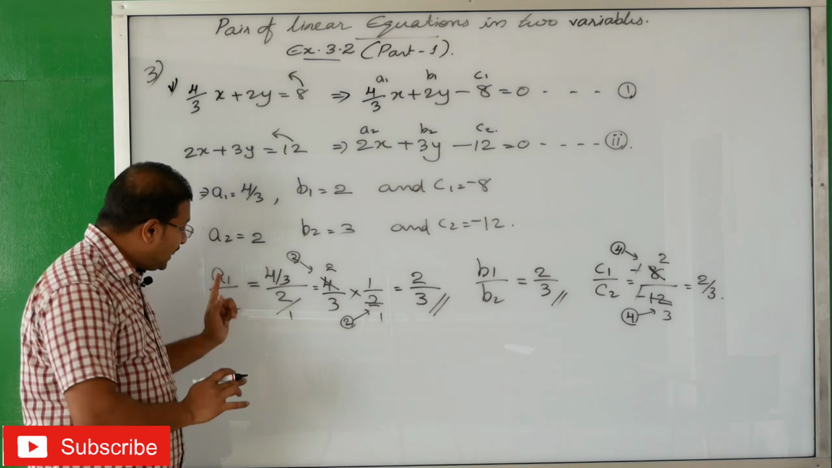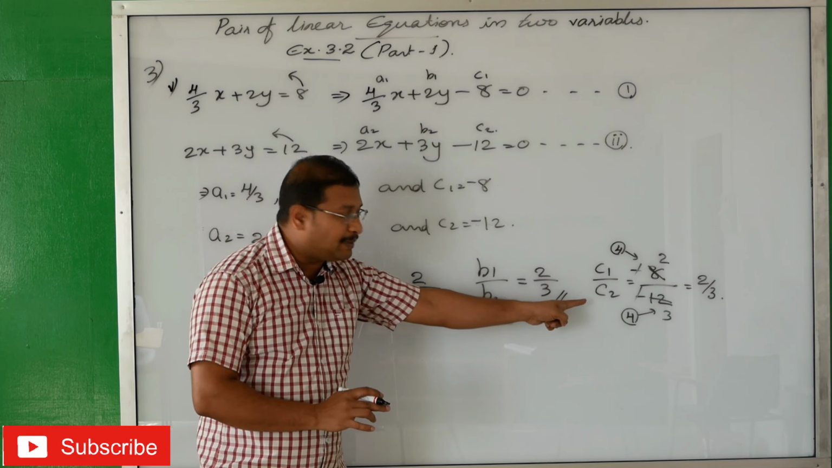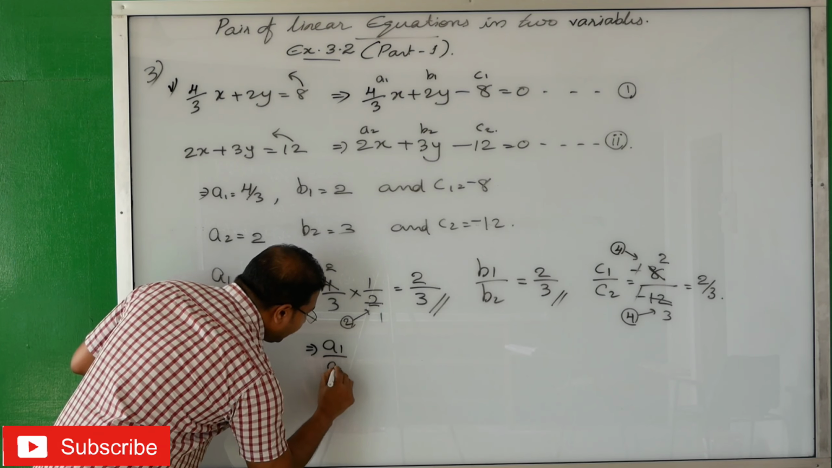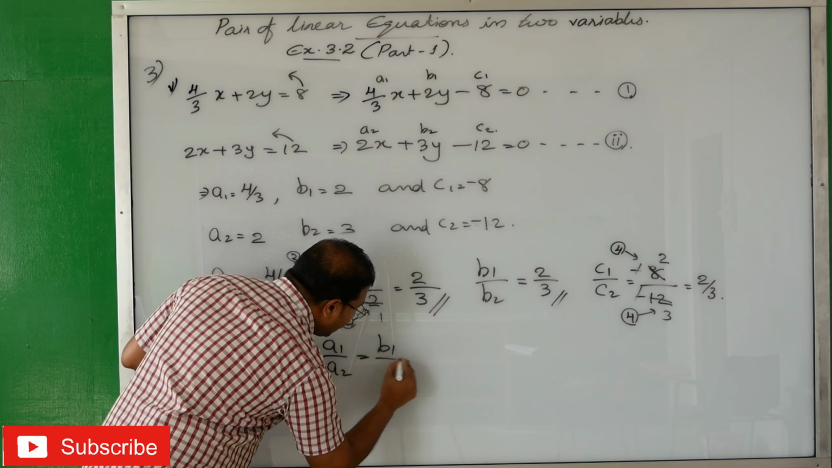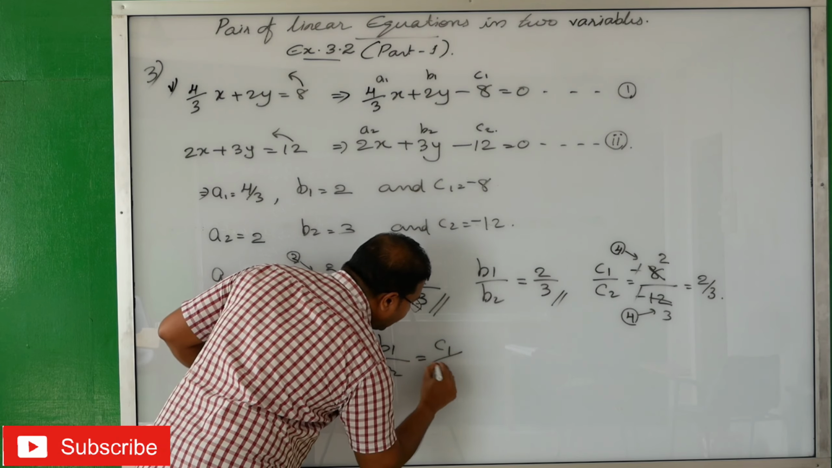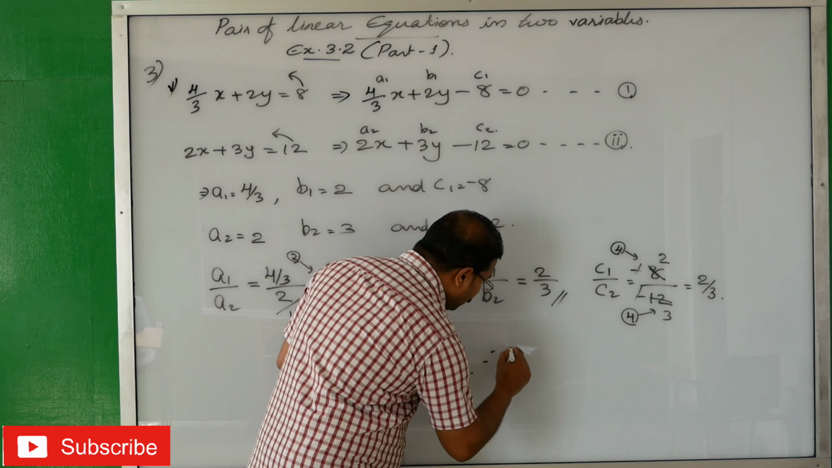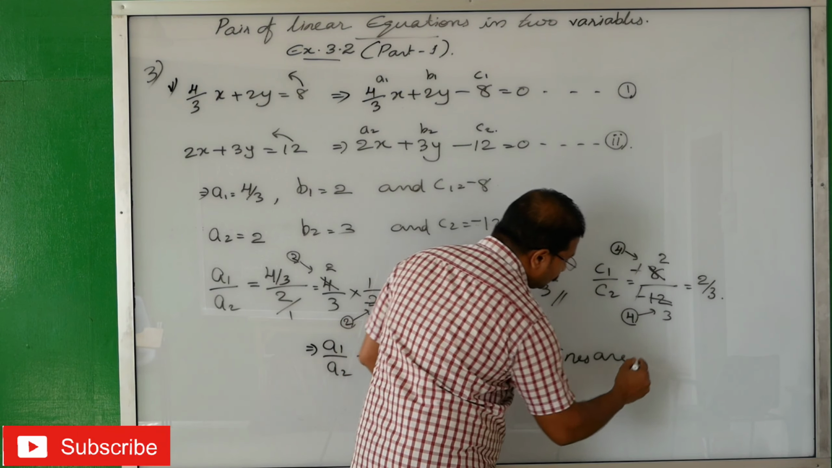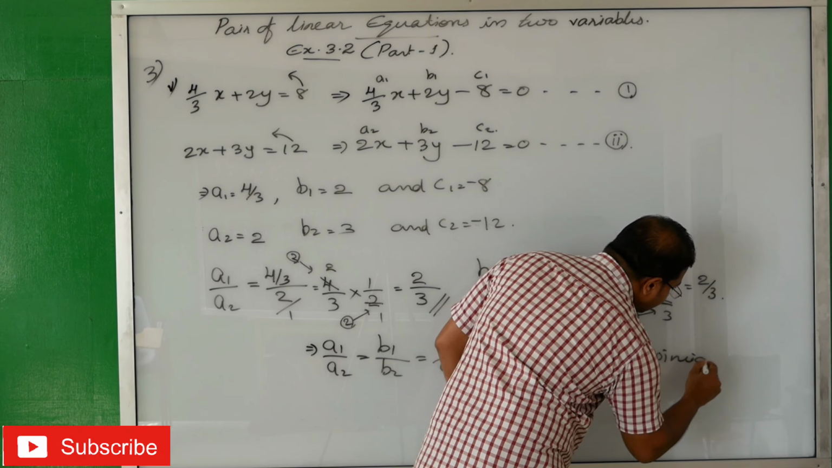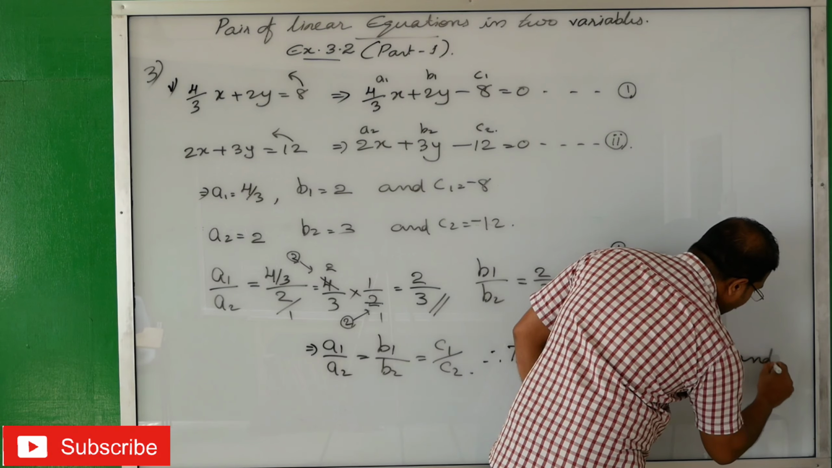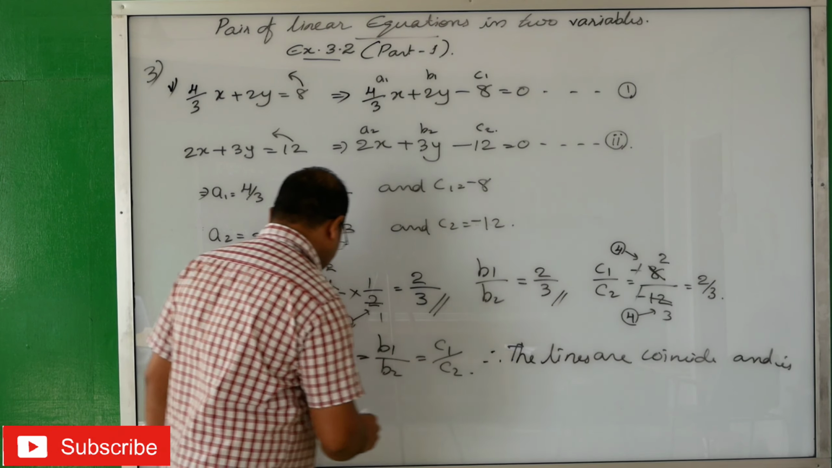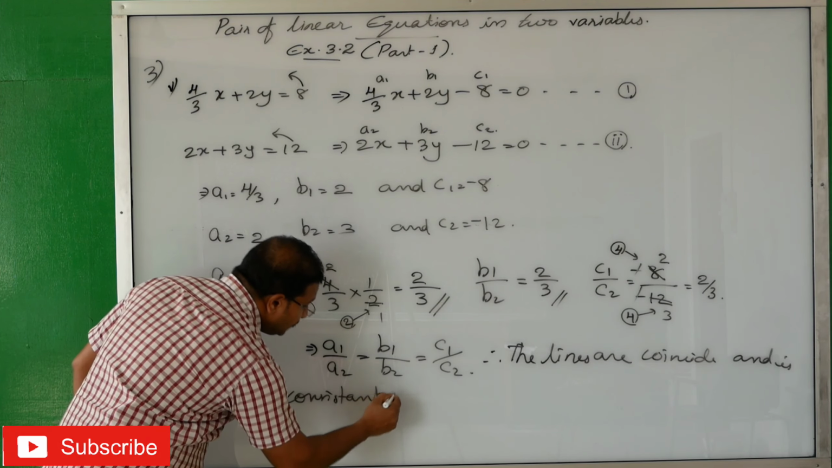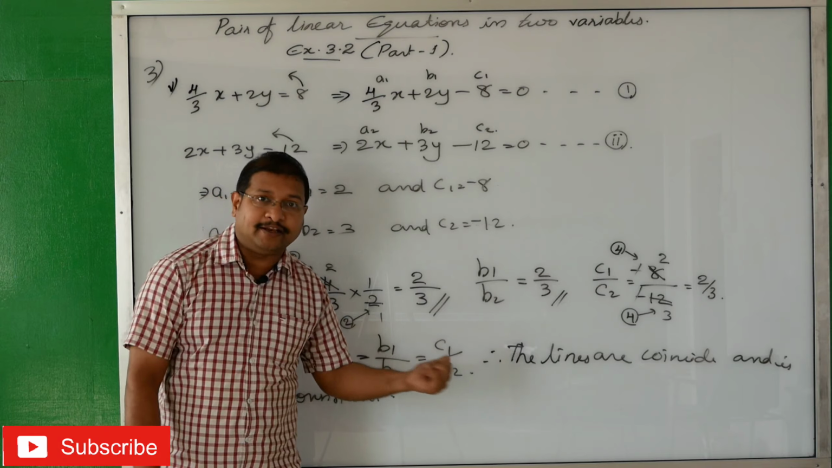See? A1 by A2, B1 by B2 and C1 by C2 are equal, isn't it? That implies we will write A1 by A2 equals B1 by B2 equals C1 by C2. Therefore, the lines coincide and is consistent. Even you can write it has infinitely many solutions.